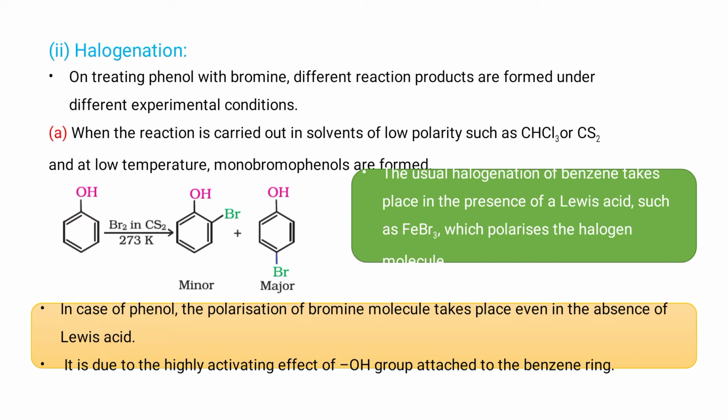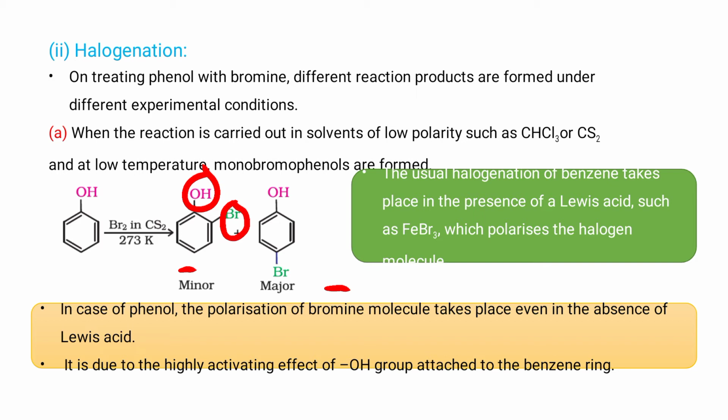One bromine is attached at the ortho position and another at the para position. And we know that the major product will be the para product because there is no repulsion between the OH and Br groups. But this ortho product is a minor product because there is repulsion between the OH and Br groups. Because of this, the molecule loses its stability.